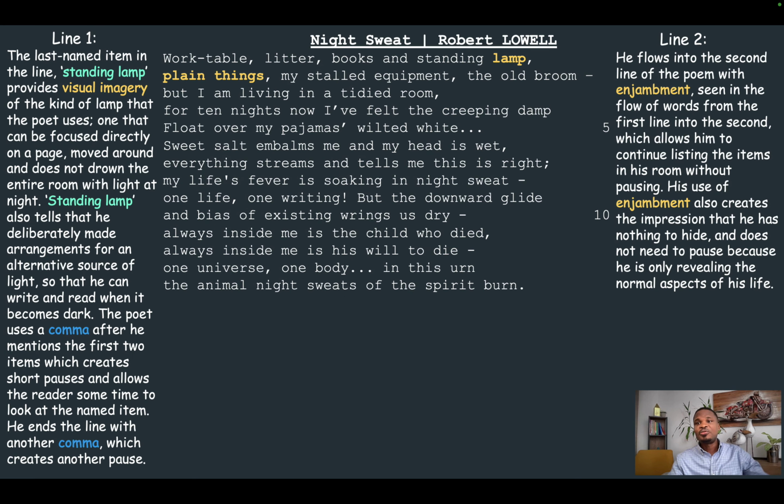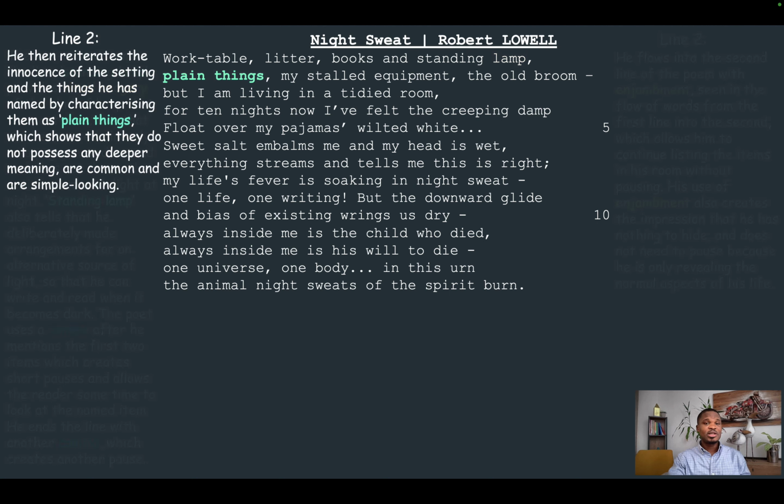Now, he flows into the second line of the poem with enjambment. And this is seen in the flow of words from the first line to the second, which allows him to continue listing. And remember, I talked about him using listing as the first device that we see. So work table, letter, book, standing lamp, all of this is listing. His use of enjambment also creates the impression that he has nothing to hide. So it doesn't need to delay the narration, right? It just needs to flow. He has nothing to hide, and it's just revealing the normal aspects of his life.